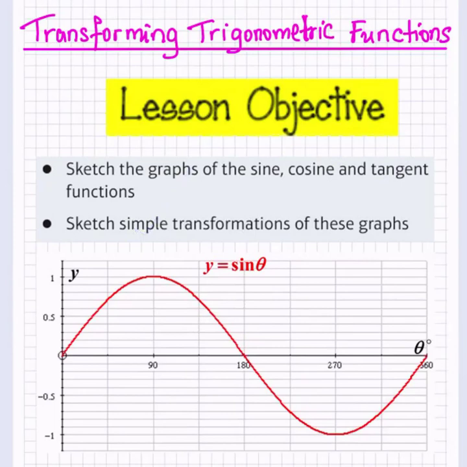We have here the graph of y equals sine x. If you notice, it starts from 0 and ends at 360 degrees. The maximum value there at 90 degrees is 1. So we're going to learn how to sketch that using the graphics calculator, and then we're going to learn how to sketch the transformation of these graphs.